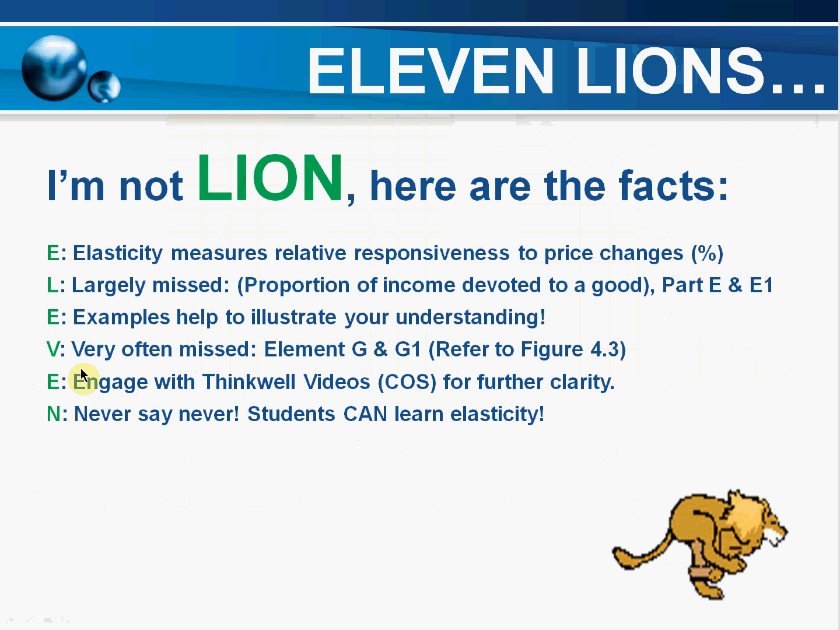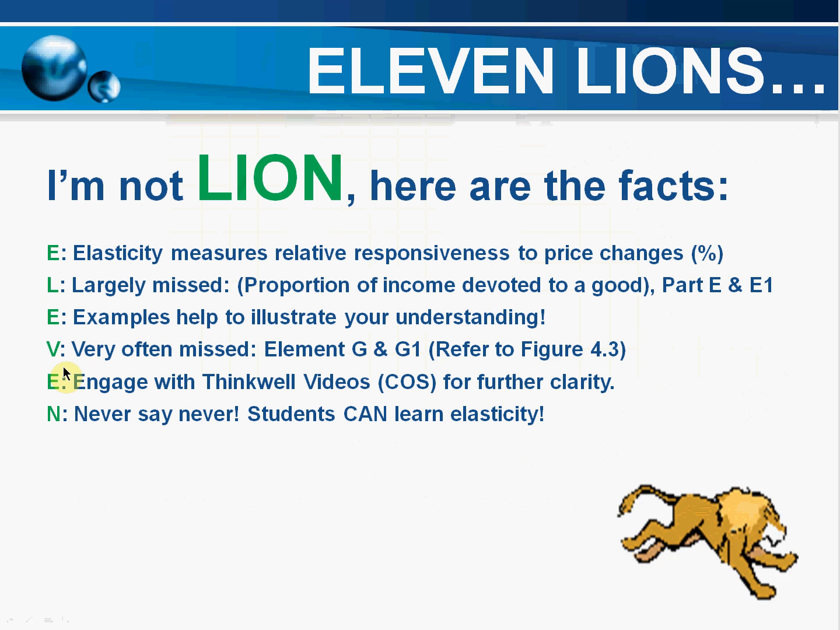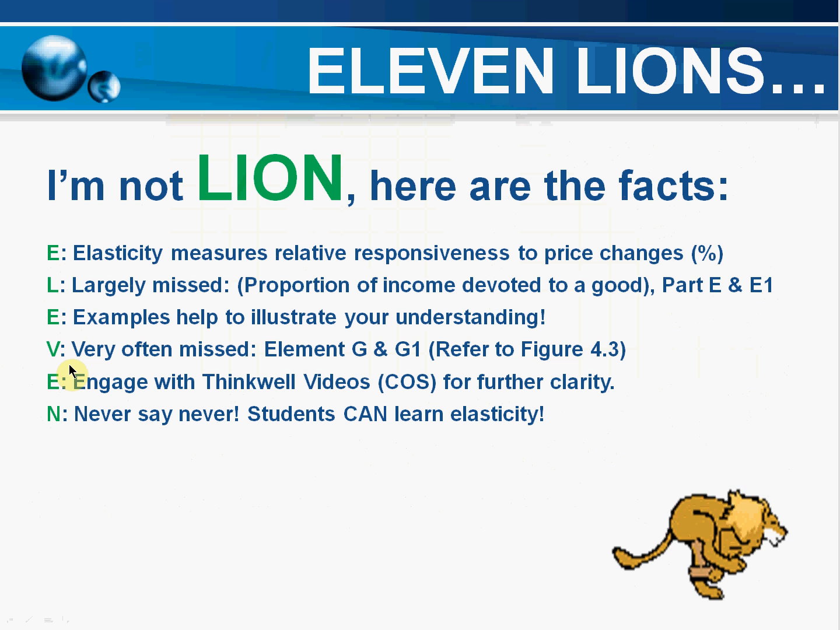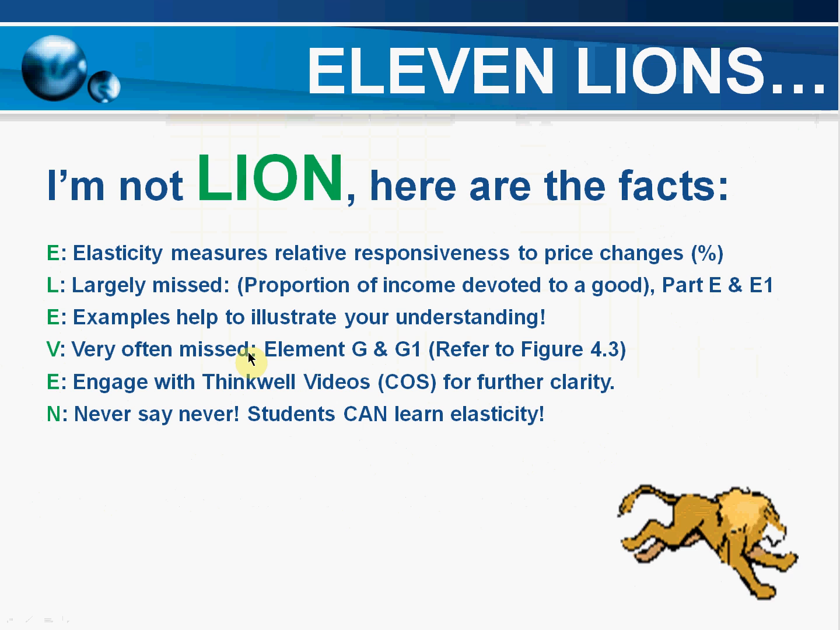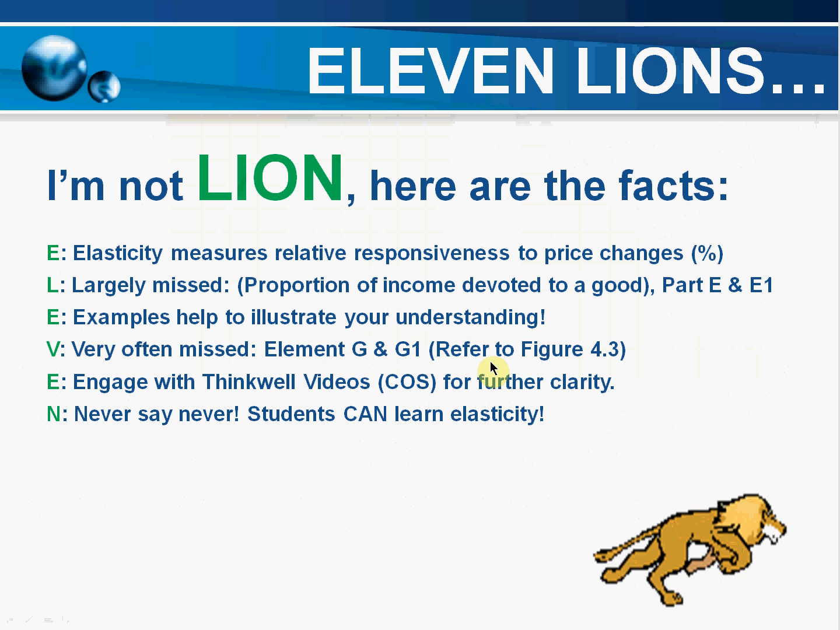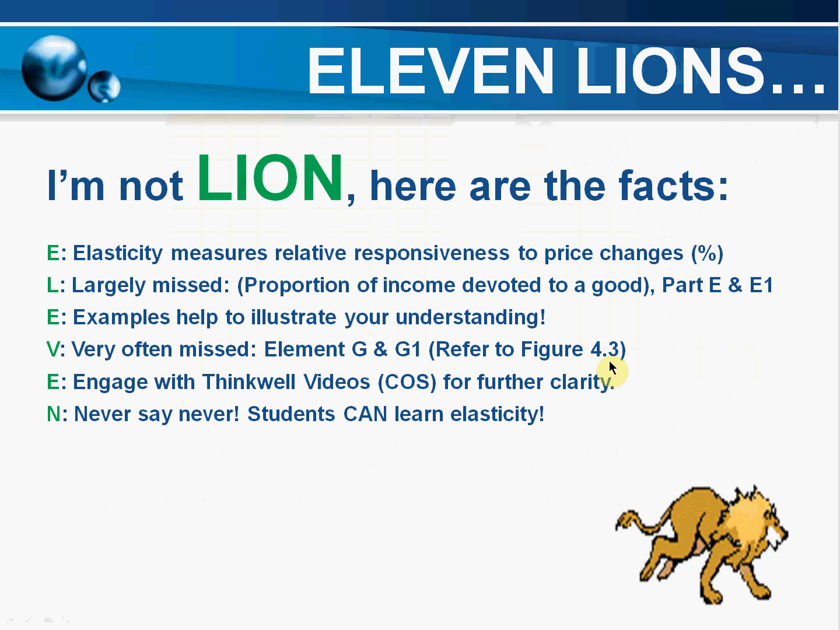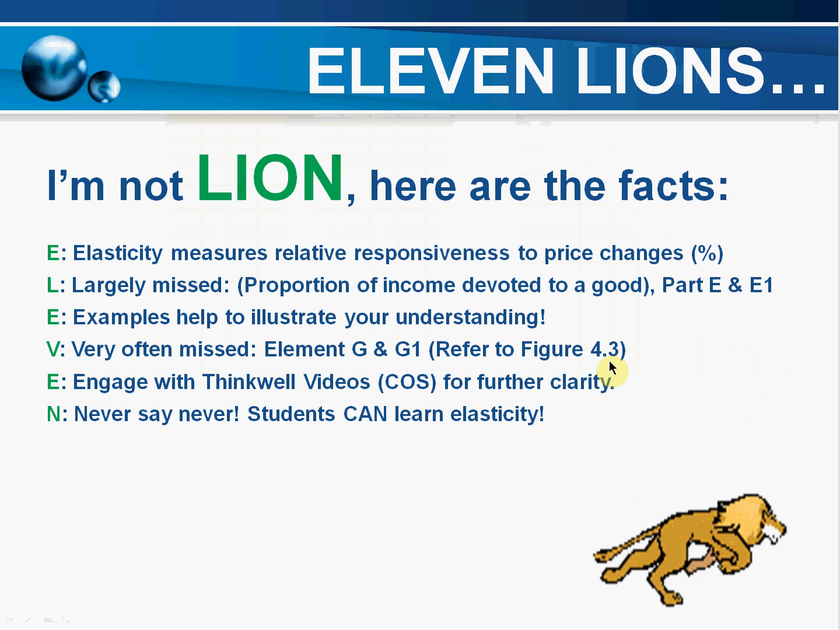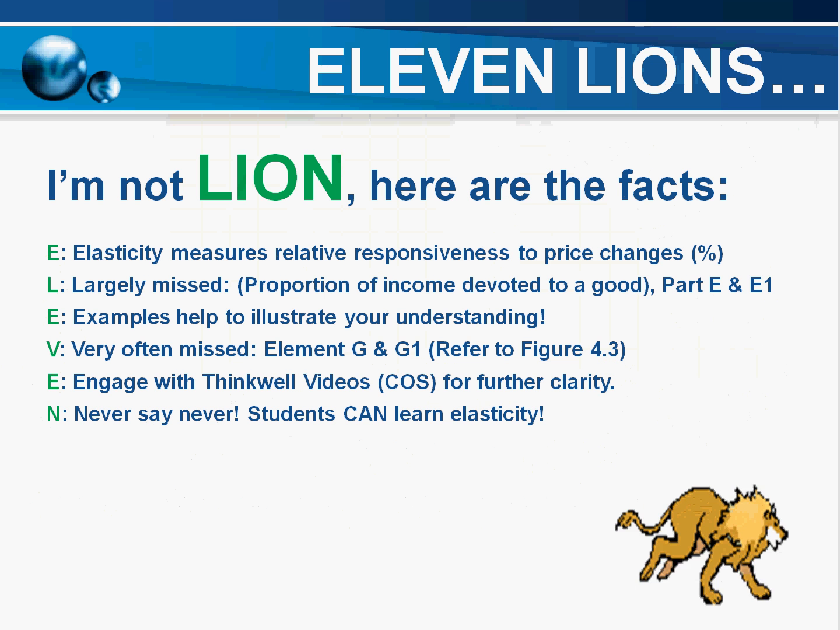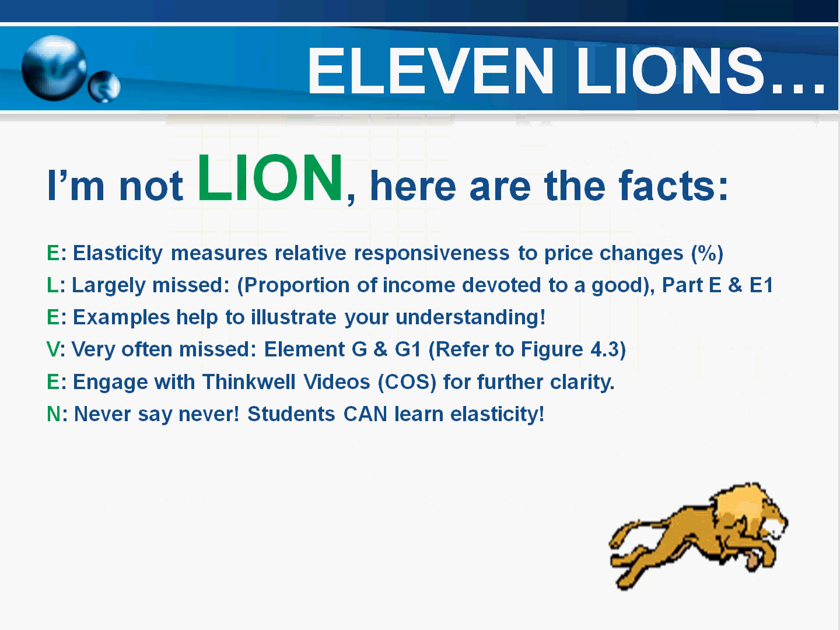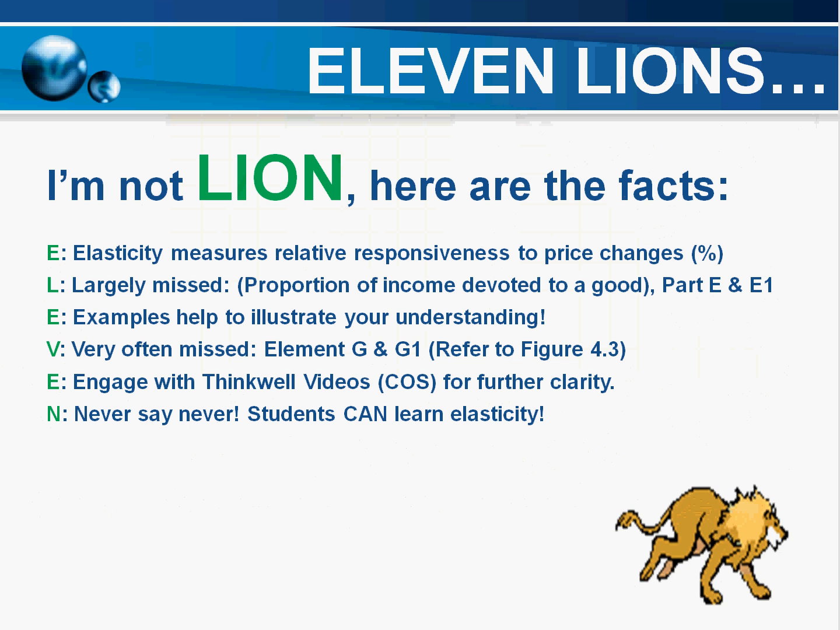The V, very often missed. This is the most missed element of Task 2, specifically element G and G1. This is where we referenced figure 4.3 in the McConnell text. Again, a reminder, you do not use figure 4.3 when completing the task, but rather upload an attached file in TaskStream.